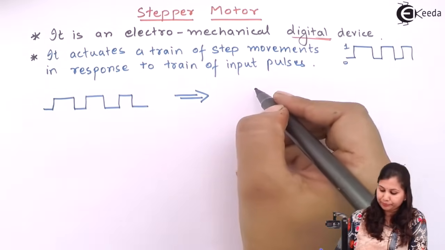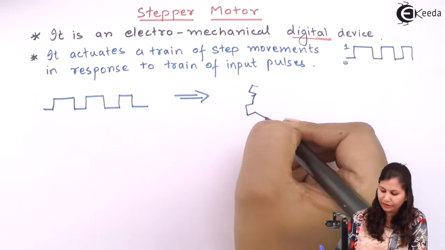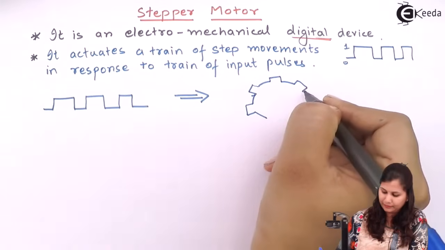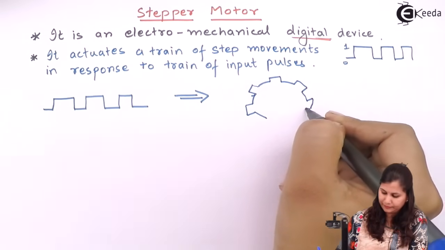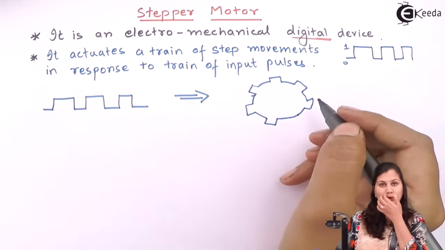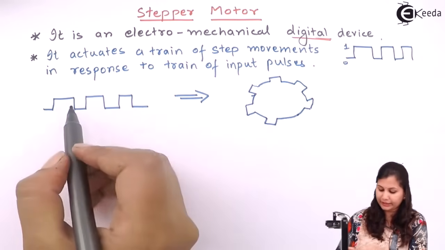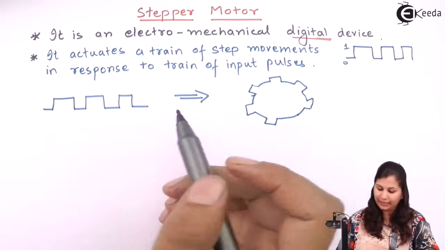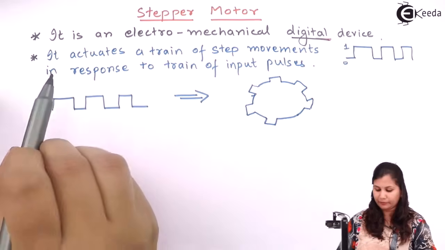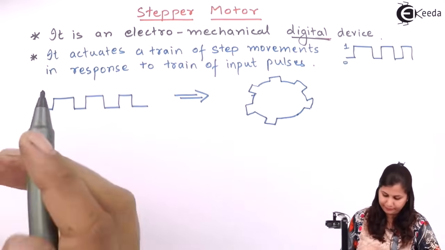That is, the rotor of the motor is moving stepwise. So this rotor is going to move one step at each input pulse. That is why this stepper motor is a digital device, because the input is also a digital signal and the output is also a digital signal.